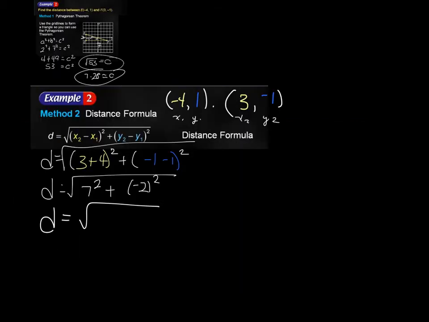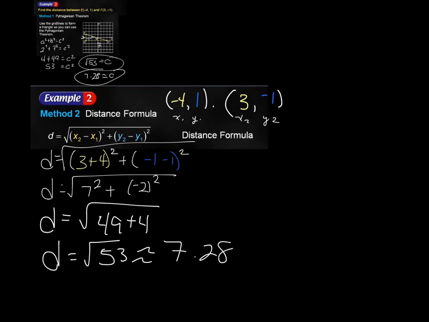So now this looks very familiar. We have 49 plus 4, which happens to be the same as 4 plus 49 by the commutative property of addition. So d equals, and once again, the square root of 53, which is once again approximately 7.28. So you can choose your method.